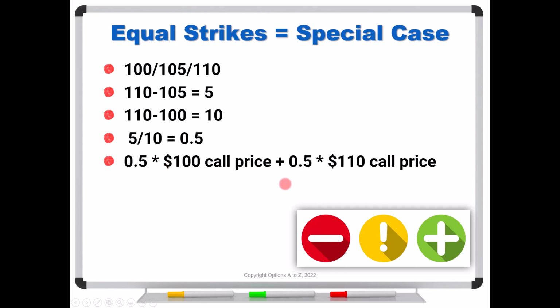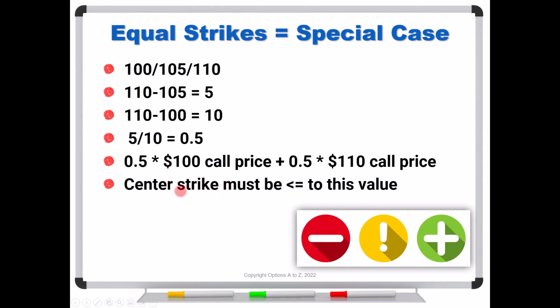So the relationship, really, the general form is to say that the center strike must be less than or equal to this value. So if we just want to put the weights in there, remember that the center strike must be less than or equal to this weighted value. So let's go over to an Excel spreadsheet, take a look at an example where we have unequal strikes, and see if this pricing relationship holds true.